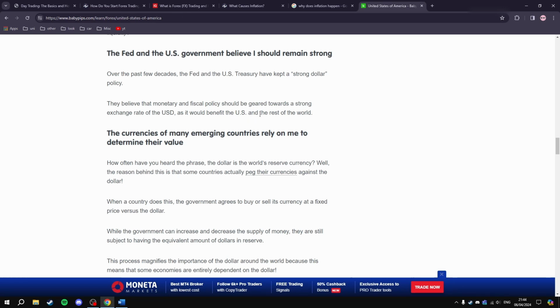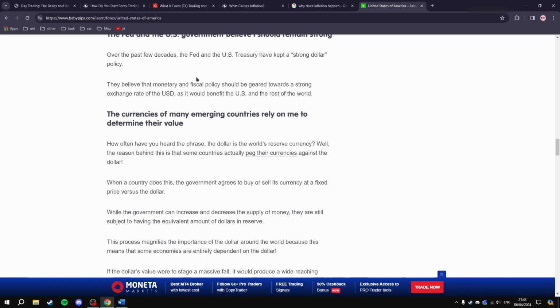The Fed and the US government believe I should remain strong. Over the past few decades, the Fed and the US Treasury have kept a strong dollar policy. They believe that the monetary and fiscal policy should be geared towards a strong exchange rate of the USD, as it would benefit the US and the rest of the world.